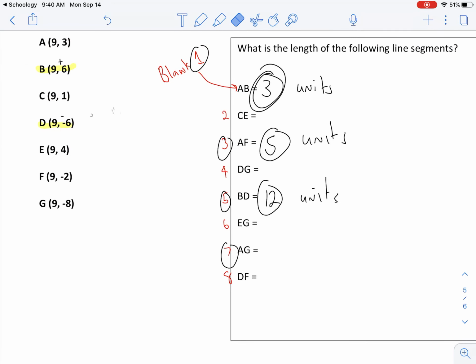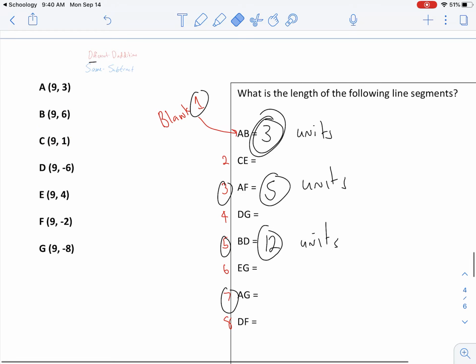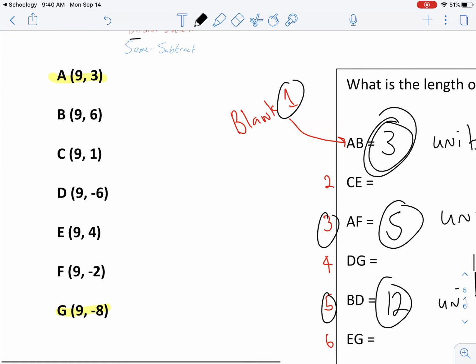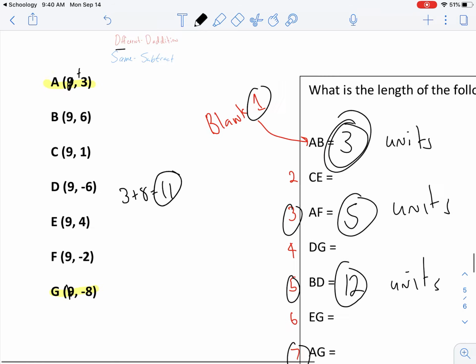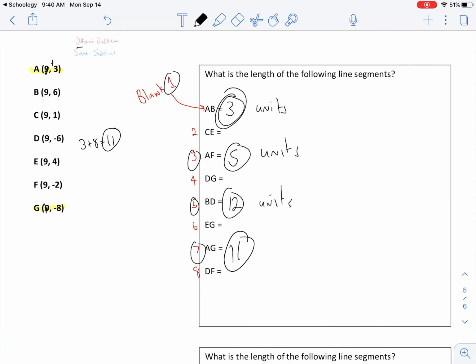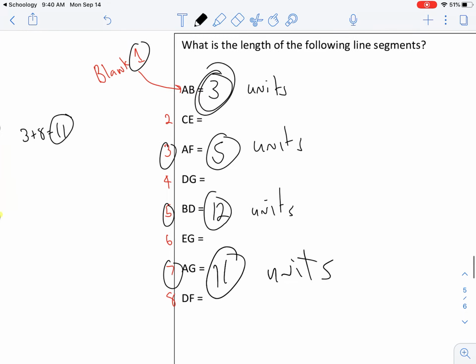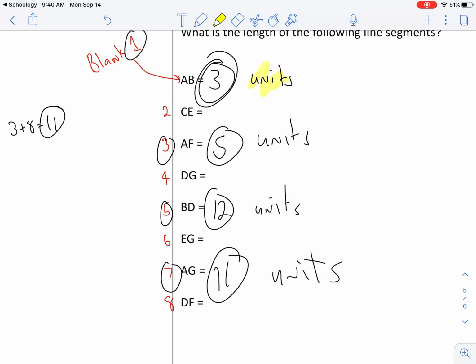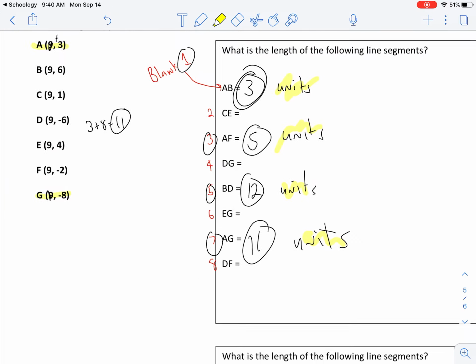AG. Okay, AG. A and G. Here you can ignore your 9's again, and you have a positive 3 and -8. 3 plus 8 gives you 11. 11 units. When you're typing these into Schoology, please don't type in units. Just type in the number. And that is it.